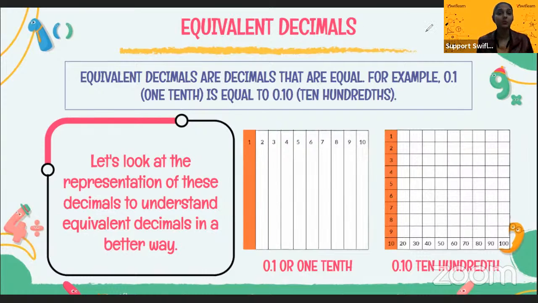You must have learned about equivalent fractions as well, right? What are equivalent fractions? Though they look different, they are the same. Let's suppose I have 1 by 2, and I say 1 by 2 is the same as 2 by 4. If I simplify it, I will again get 1 by 2, right? So these are equivalent fractions, and in the same way we can get equivalent decimals.